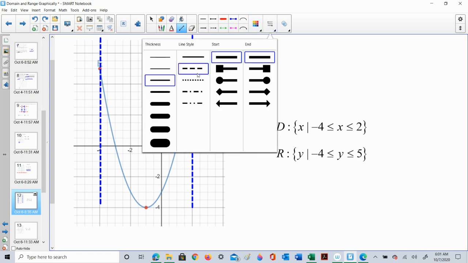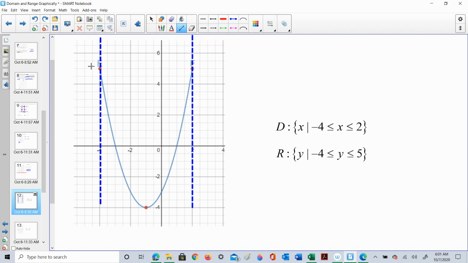I wish it would stay, but it doesn't, so our range is just here, right? Between those two red lines. Nothing excluded from this. It's greater than or equal to -4, less than or equal to 5.